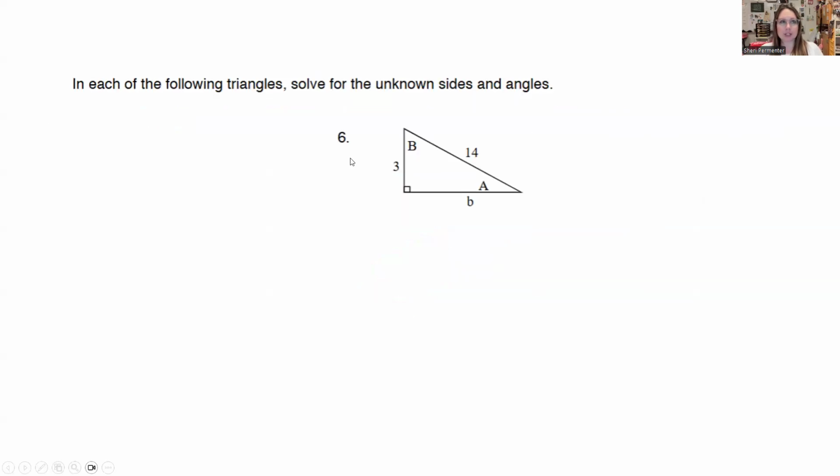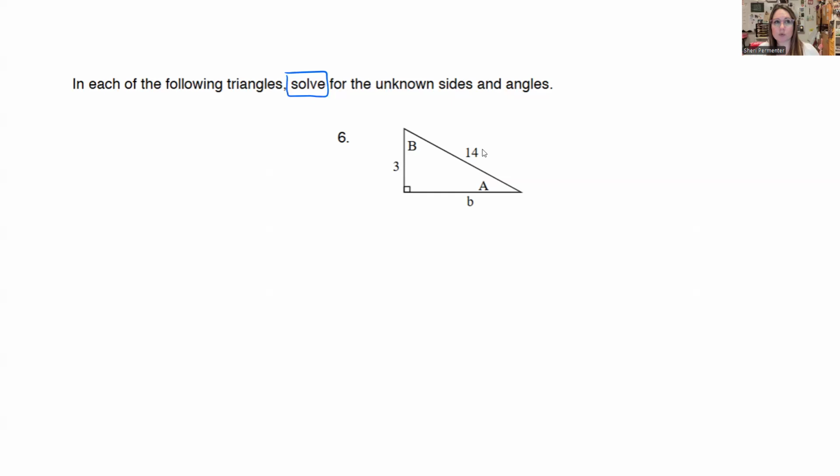Okay, next we're going to do question number 6. Number 6 says in each of the triangles, solve. Solve just means find all sides and angles. Okay, it's not asking us to write down the trig ratios. And they can only ask you to do this if you know 3 pieces of information. So you can only solve a triangle if you have 3 pieces of information.